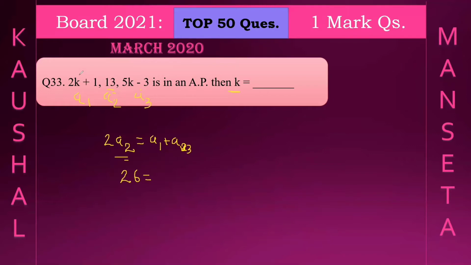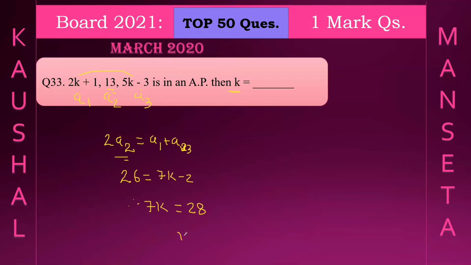So a1 plus a3 means 2k plus 1 plus 5k minus 3. So 2k plus 5k gives 7k, and minus 3 plus 1 gives minus 2. Now shift 2 to the right-hand side. So we get 7k is equal to 26 plus 2, so we can write directly 28.